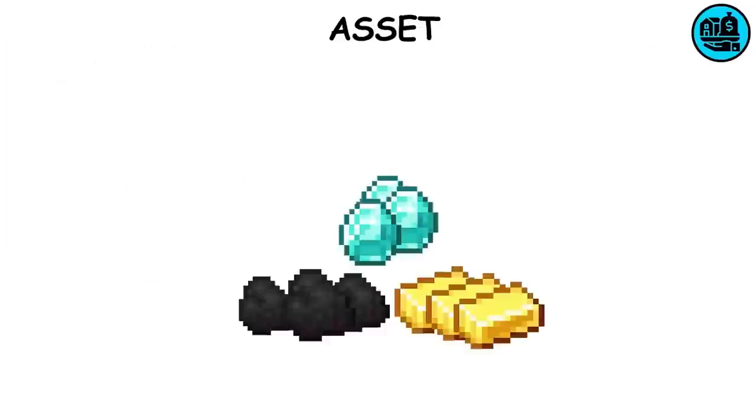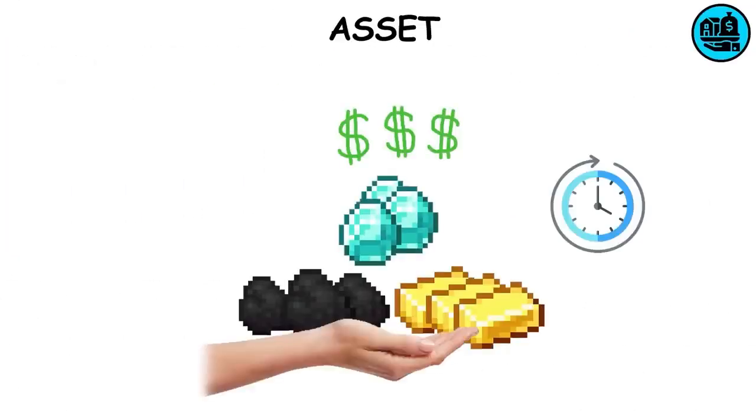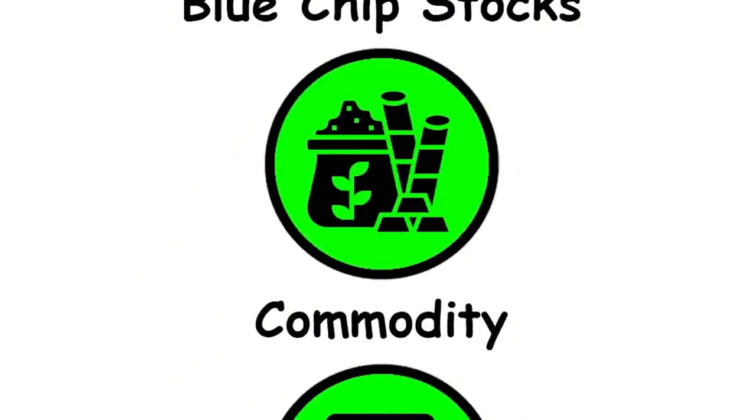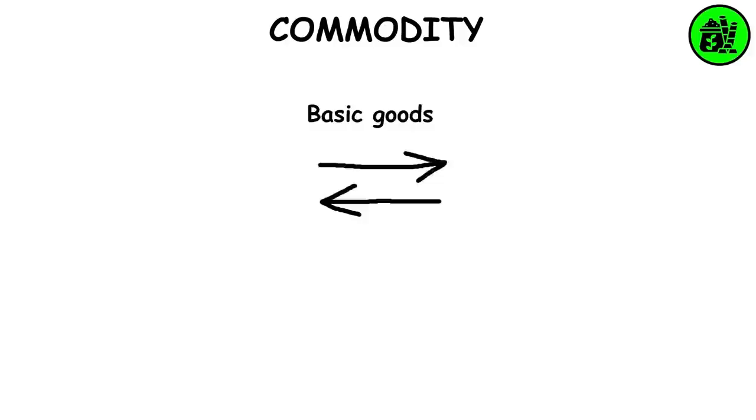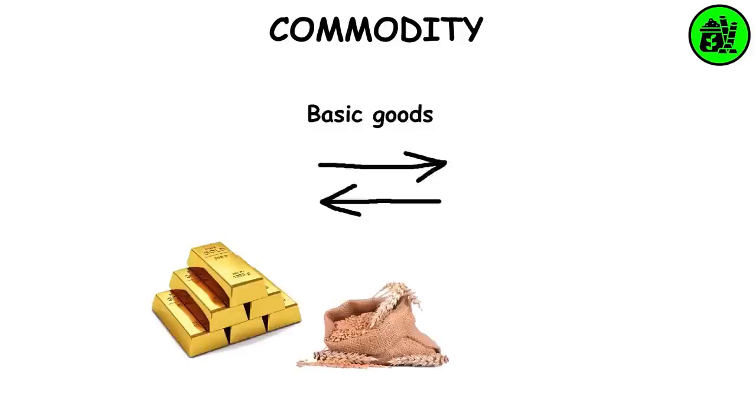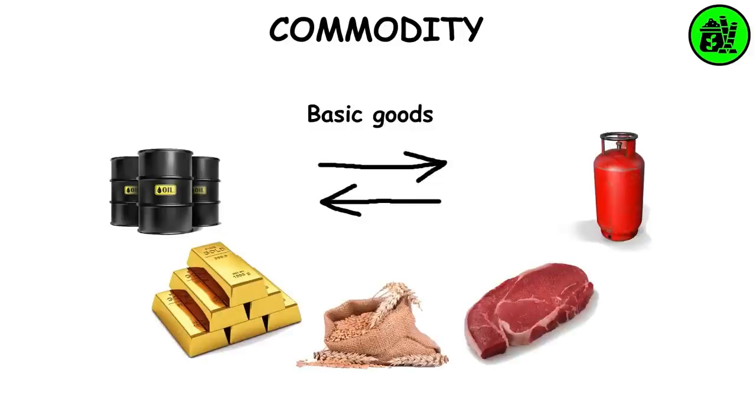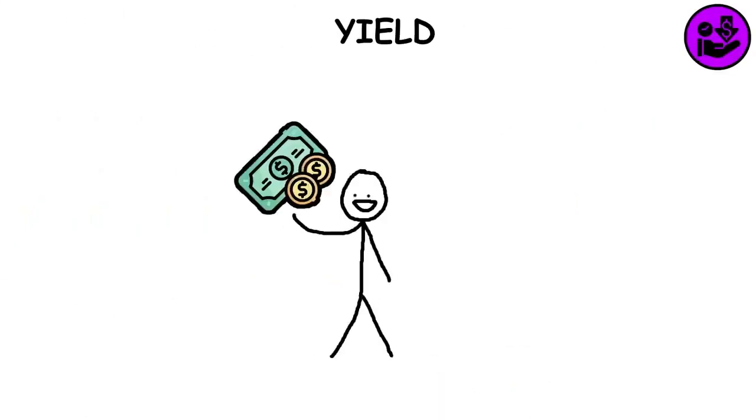Asset. Resource with economic value that someone owns or controls with the expectation that it will provide a future benefit. Commodity. Basic goods interchangeable between producers, such as grains, gold, beef, oil, and natural gas. It usually refers to raw materials. Yield. It's what you earned from an investment.